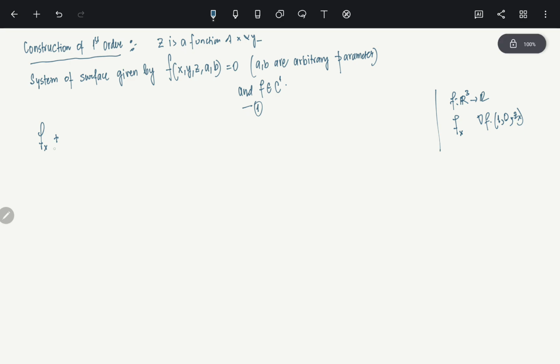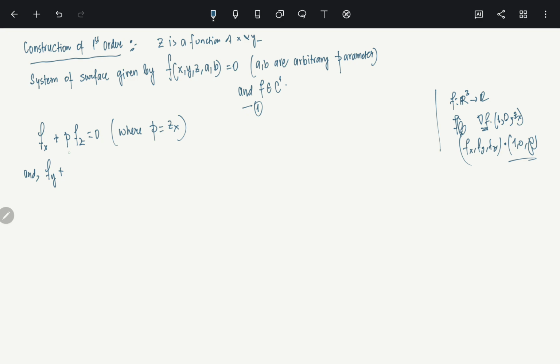Okay, so here, if I am differentiating 1 with respect to x, it becomes the gradient of f. See, the gradient of f is fx, fy, fz, and then you have this dot product with 1, 0 and zx. Zx we'll call p. Is it okay? So it becomes fx plus p fz equals to 0, where p is nothing but zx. Okay, and if you differentiate the thing again with respect to y, we are going to get the same thing, except x will be replaced by y, and then p will be replaced by q.